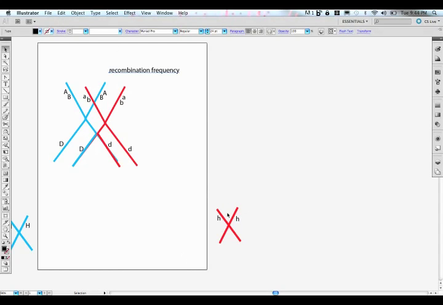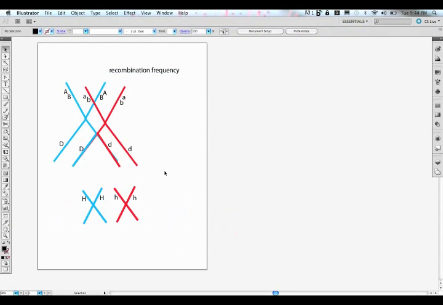And then we have the scenario where we actually have genes on separate chromosomes, right? This is mostly what we were talking about before, where it's completely unlinked.